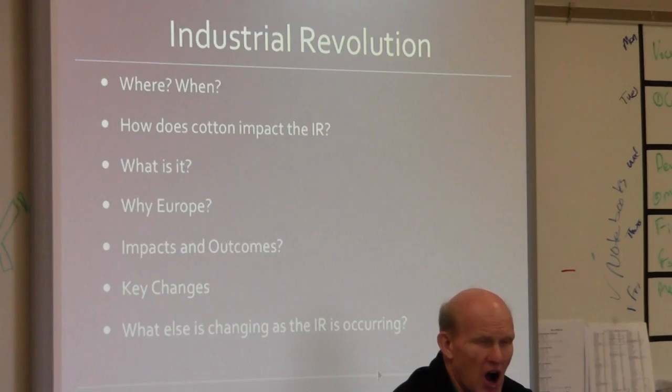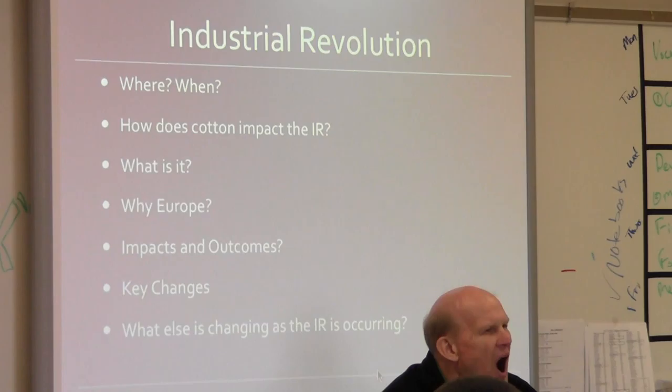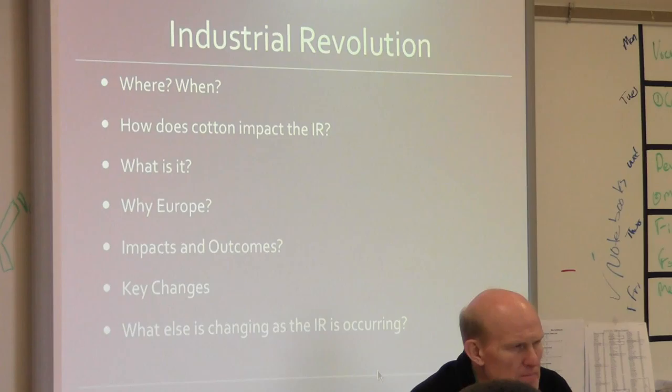Second ag rev is occurring during the time of the Industrial Revolution. Second urban rev. Do you understand that to be urbanization? The first round of cities was in 10,000 BC. This is kind of when cities become really big, called the Second Urban Revolution.